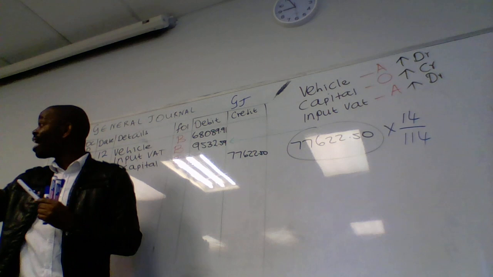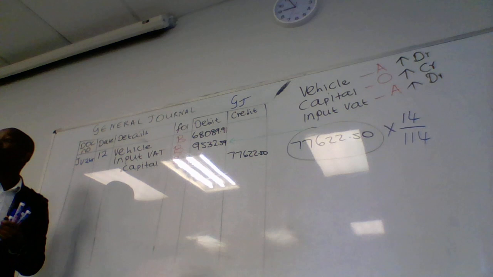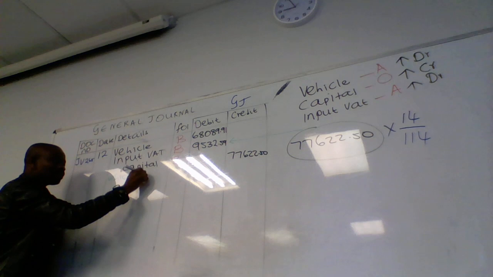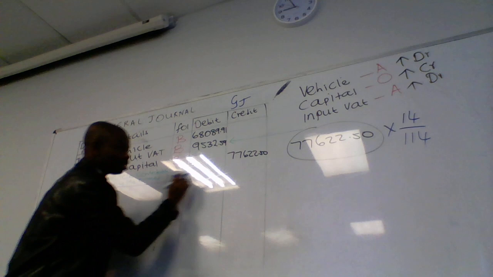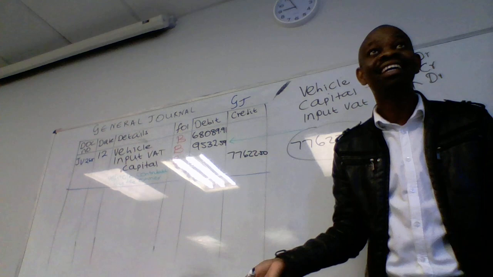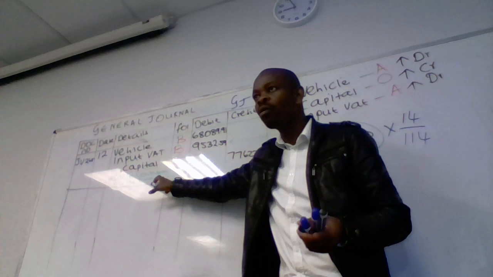So, in short, what can you say here? What happened? Vehicle contributed by the owner. This is what you can do. Remember, there is no formula. You can summarize in your own ways, okay? As long as it makes sense. Don't write Sylvester here. It won't make sense. I'm not part of the transaction.